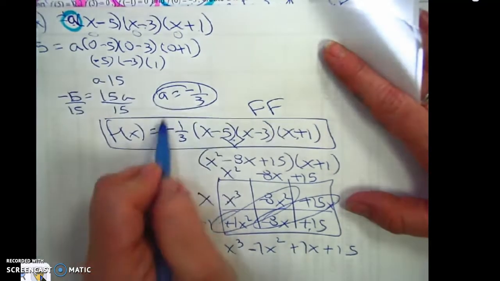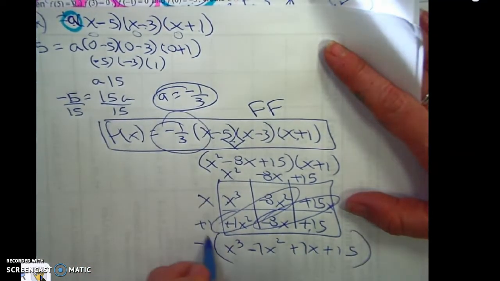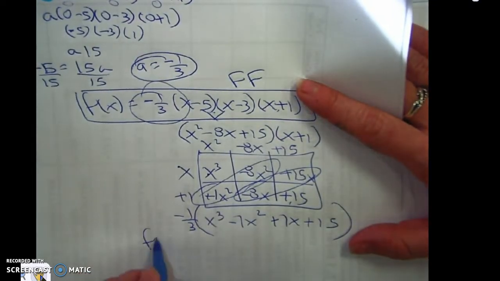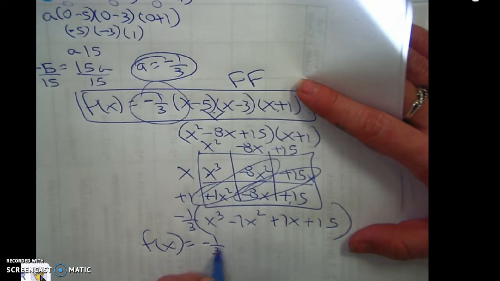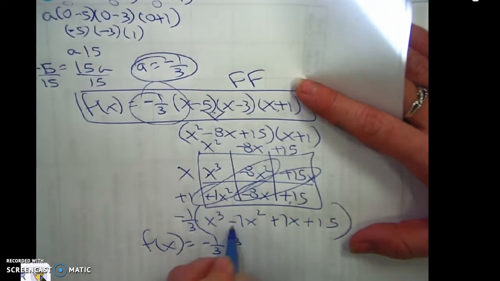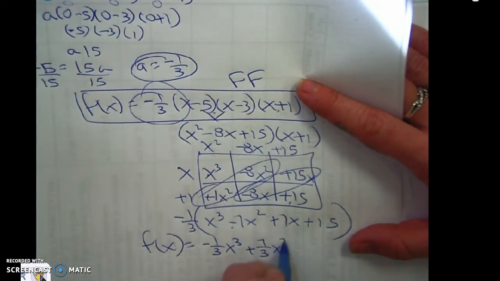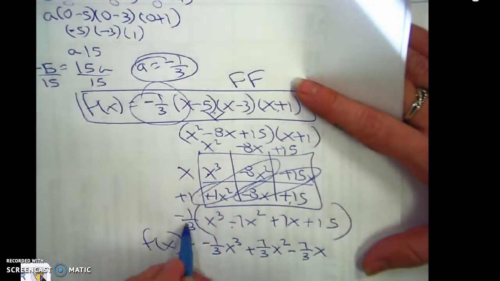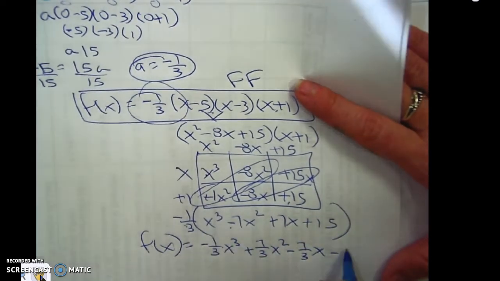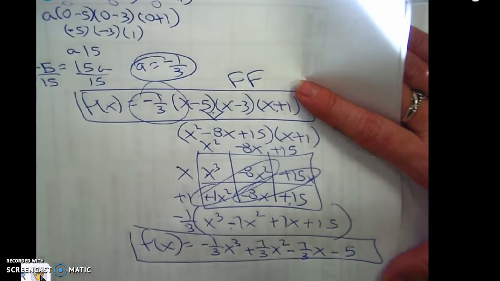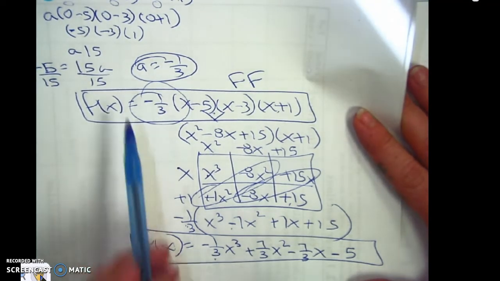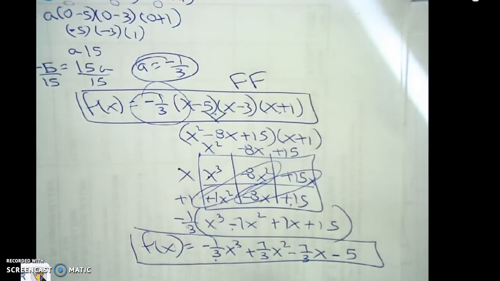But now what I have to do is multiply all of that by negative 1/3. So in standard form, my answer is f of x equals negative 1/3 x cubed. A negative times a negative is a positive. A negative times a positive is a negative. And a negative times a positive is a negative, but 15 divided by 3 is 5. This is definitely one where I would take this and I would just plain graph it, and then I would make sure that my zeros are 5, 3, and negative 1.